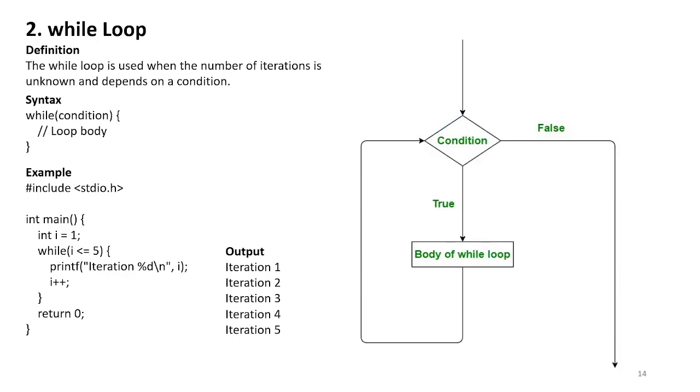So let's go to the while loop. It's very easy. Why? Because just focus on the name: while. It means you have to execute some block of code while some condition is satisfied, or till the condition is satisfied. Here is the definition: the while loop is used when the number of iterations is unknown and depends on a condition.